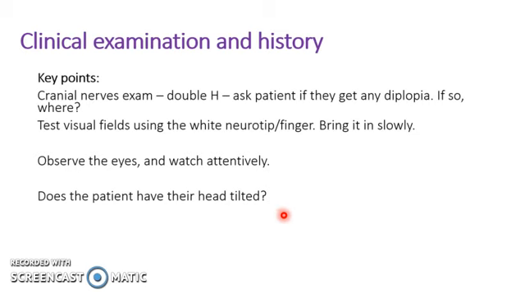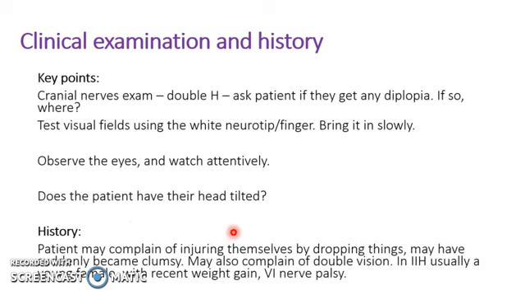Then observe the eyes again and watch attentively and see, does the patient have their head tilted. In terms of features within a history, the patient may be complaining of injuring themselves by dropping things. They may have suddenly become clumsy. They may also complain of double vision, either when looking up or looking left or right. And in idiopathic intracranial hypertension, it's usually a young female with recent weight gain, and it's therefore a sixth nerve palsy as well. Those are the features that you'd see on examination.